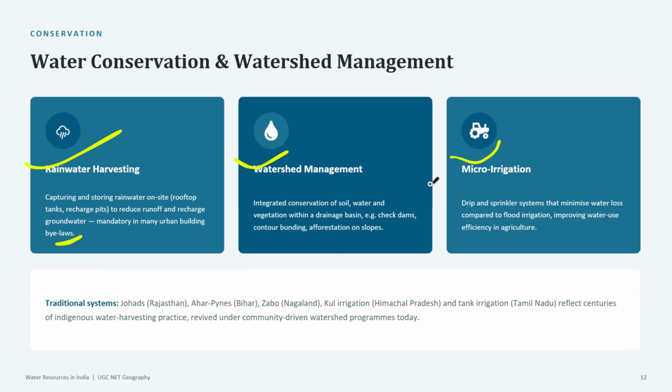Micro irrigation: drip and sprinkler systems that minimize water loss compared to flood irrigation, improving water use efficiency in agriculture. Traditional systems: Johads in Rajasthan, Ahar Pynes in Bihar, Zabo in Nagaland, kul irrigation in Himachal Pradesh, tank irrigation in Tamil Nadu reflect centuries of indigenous water harvesting practice, revived under community-driven watershed programs today.